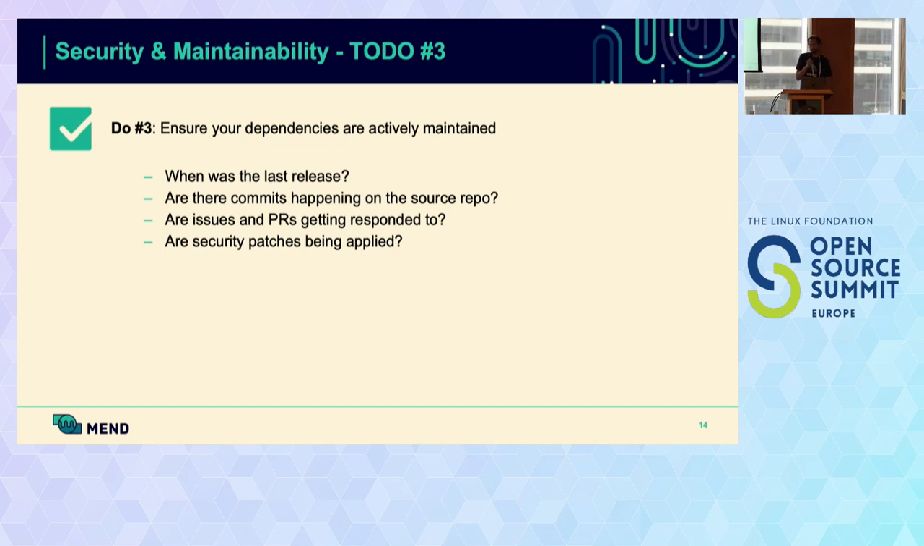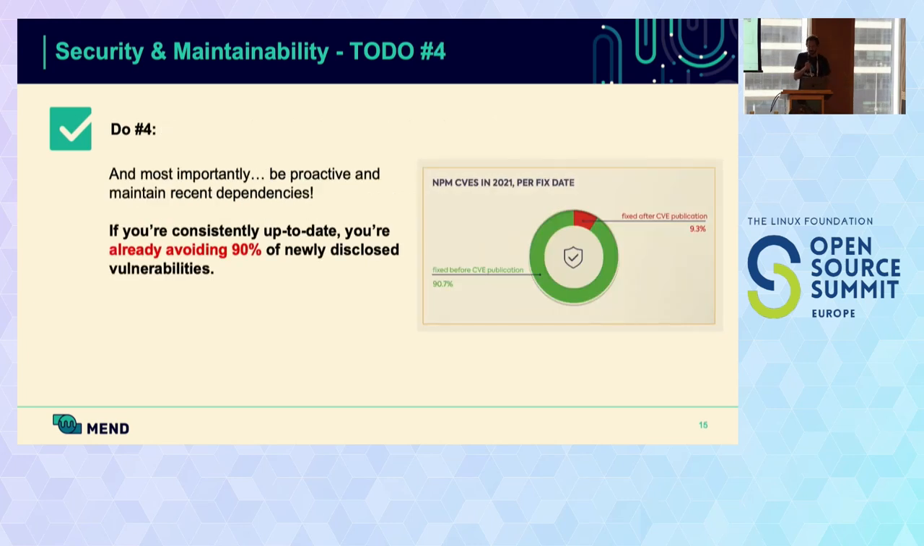I mean, that's probably a very trailing indicator. If you're looking at a dependency and seeing unapplied security patches, it's probably because you're aware that it's the weak link in your supply chain. And so as well as keeping your own clean desk, it is an important characteristic to have maintained dependencies. Right, so the final to-do for security maintainability is to be proactive and maintain recent dependencies. So we have a figure here, 90%.